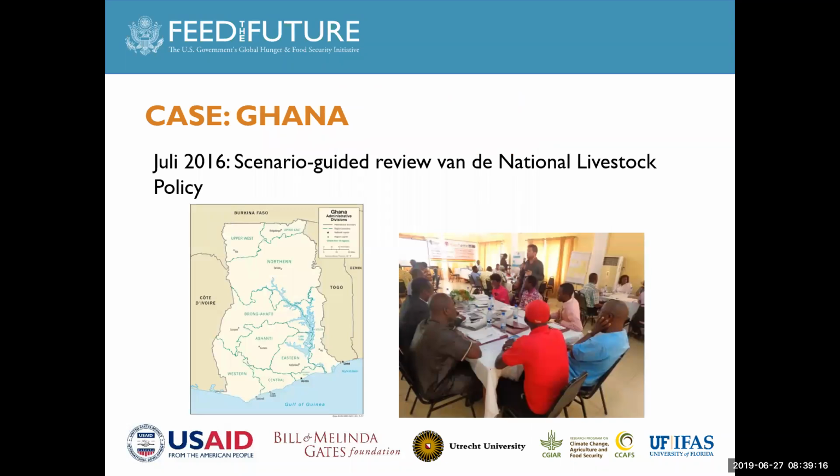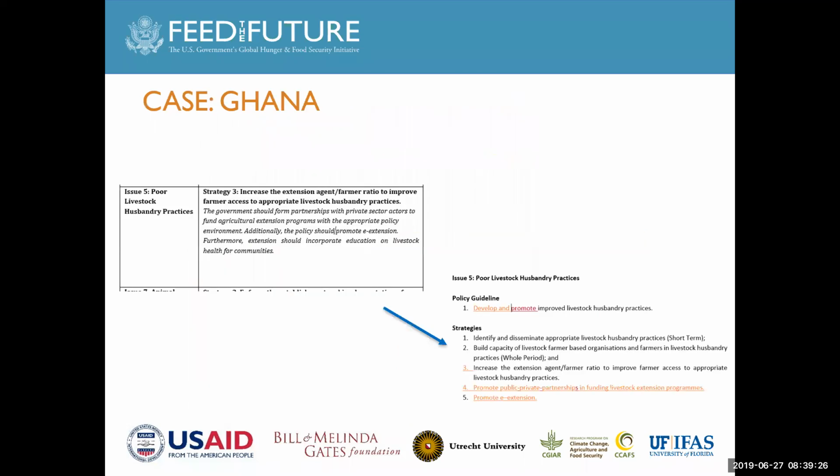Another case I want to show you is the case of Ghana, in which we looked at the national livestock policy in July 2016. And here I want to show this example in which we translated a recommendation into a concrete policy element. So what you can see here, the recommendation was the government should form partnerships with private sector actors to fund agricultural extension programs with the appropriate policy environment.